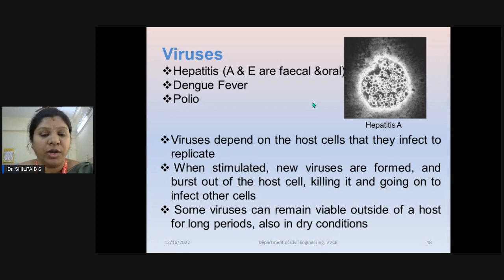Some viruses can remain viable outside of the host cell for a longer period, though very few, not all species. Also, some viruses even have the capacity to sustain themselves in dry conditions.